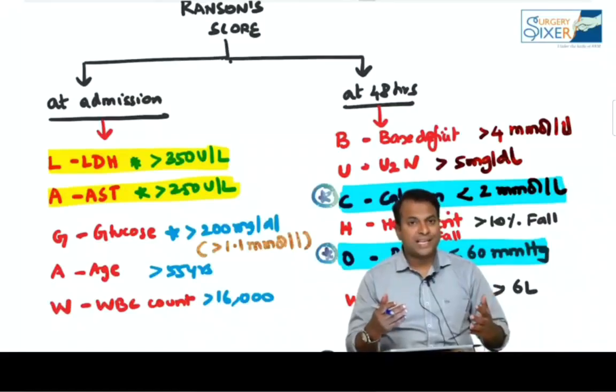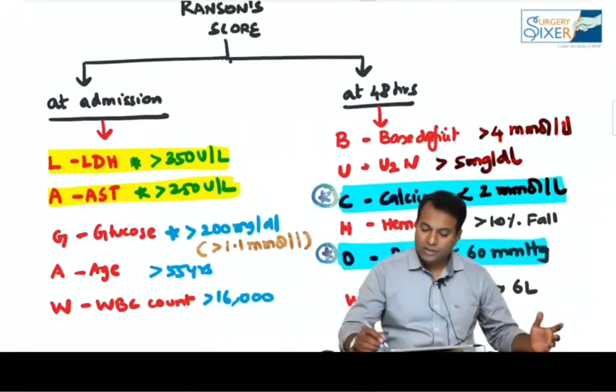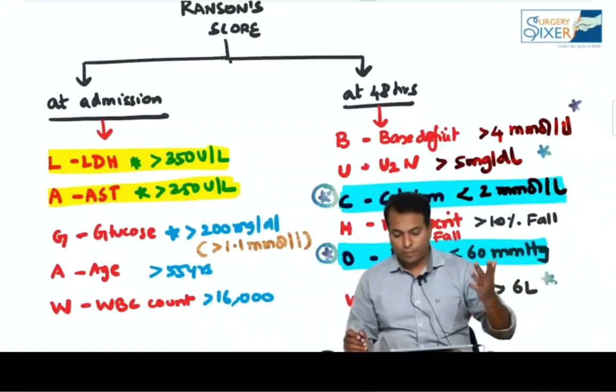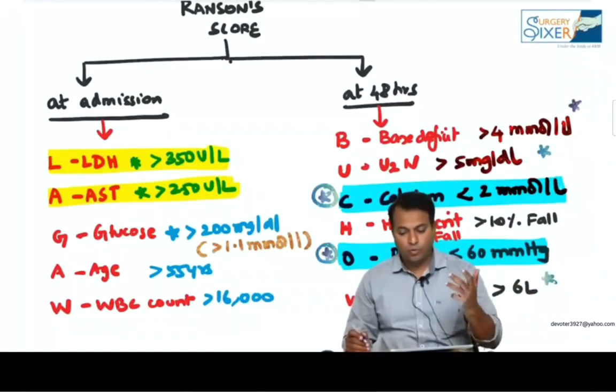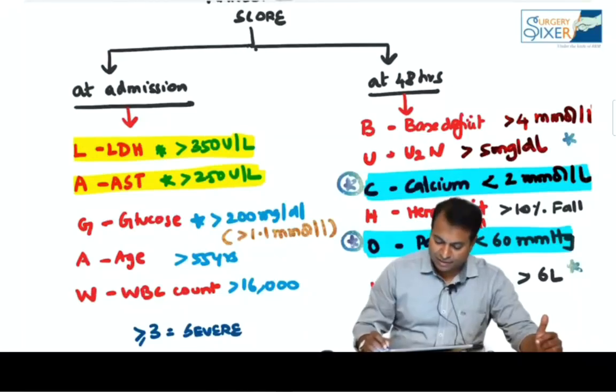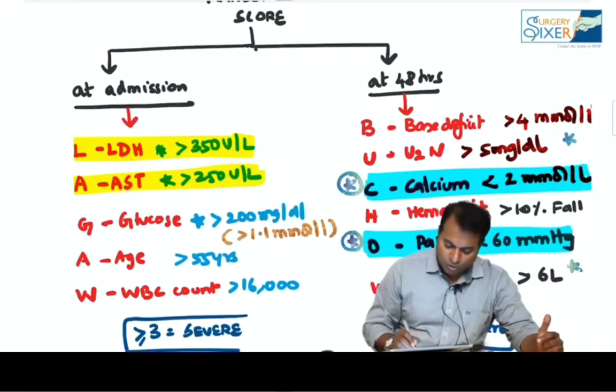LDH increase, aspartate transaminase increase, glucose increase, age increase, WBC count increase, base deficit more than 4 millimoles, urea nitrogen more than 5, and water fluid loss more than 6. Remember like that: 4, 5, 6. When the score is greater than or equal to 3 at admission, it is severe. If it is greater than or equal to 3 at 48 hours, it is severe. So when the score is greater than or equal to 3, it is known as severe acute pancreatitis.